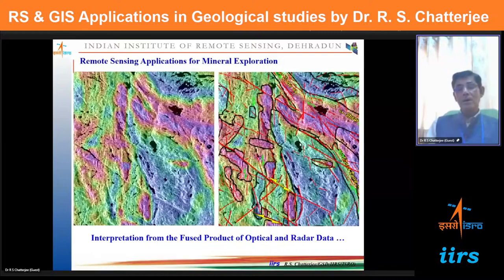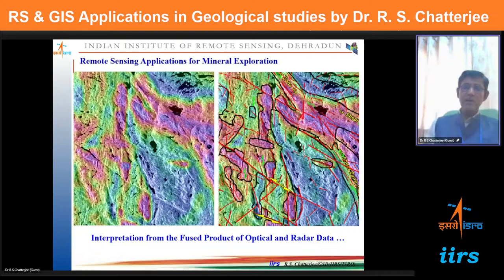Now, if you can merge this multispectral optical image with this radar image, you have the spectral information of the surface minerals. Those could be indicative of these mineral deposits and these geological structures. So from the spectral information and the structural information, we can have much better control in the identification of mineral deposits or mineral exploration.